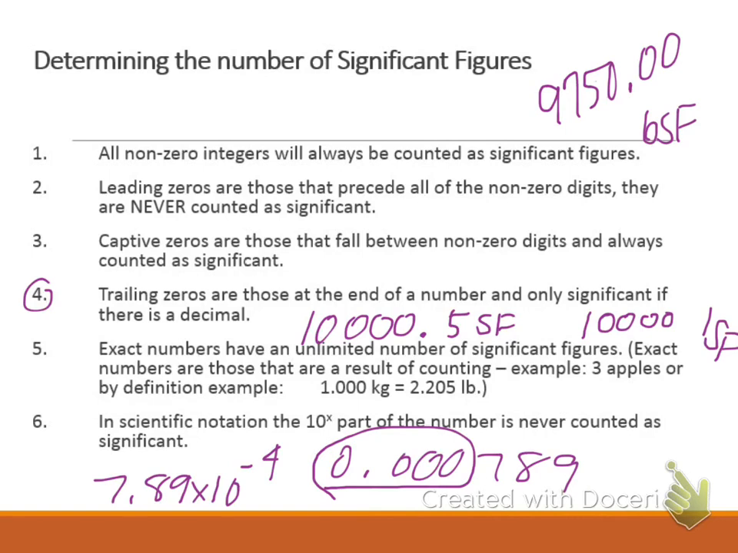Okay. Now, we're going to number 5 now. As you practice this, it'll make more sense, I promise. Number 5 says exact numbers have an unlimited number of significant figures. If it's an exact number or exact conversion, we don't worry about it for significant figures. So, for example, 1.00 kilograms is equal to 2.205 pounds. That's exact. Someone measured that a long time ago, and that's exact.